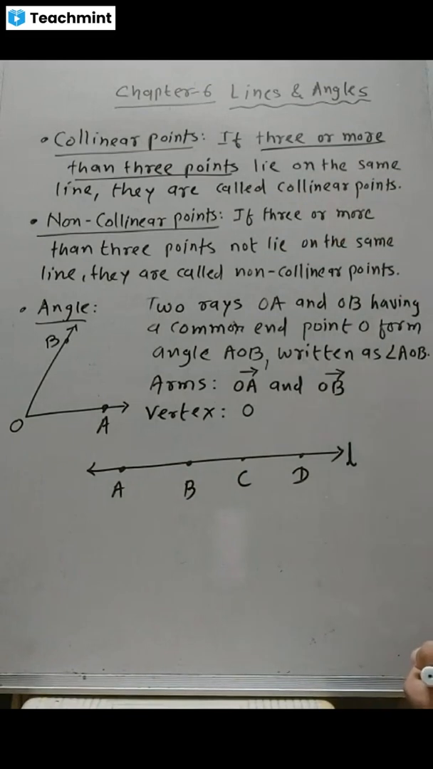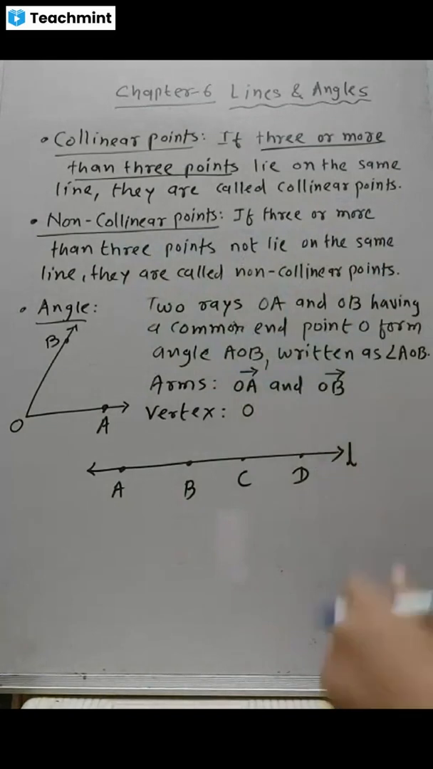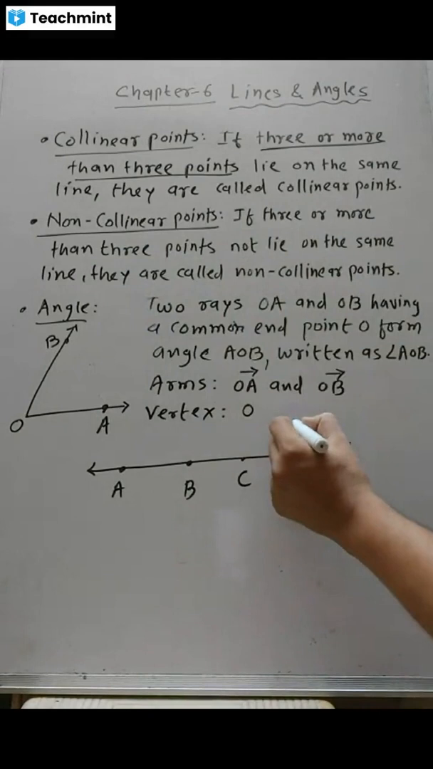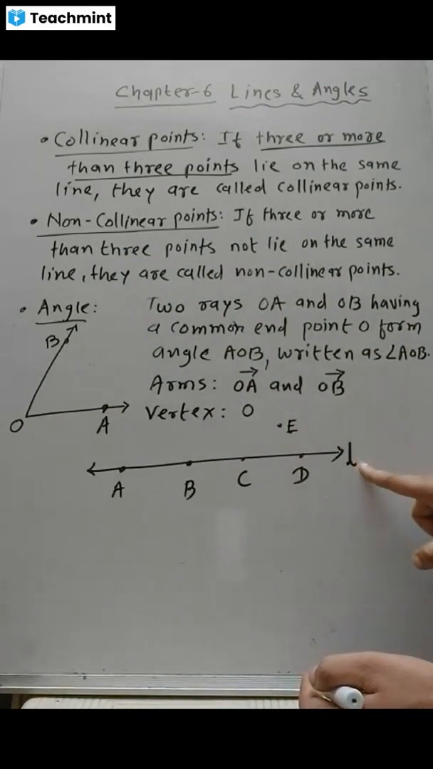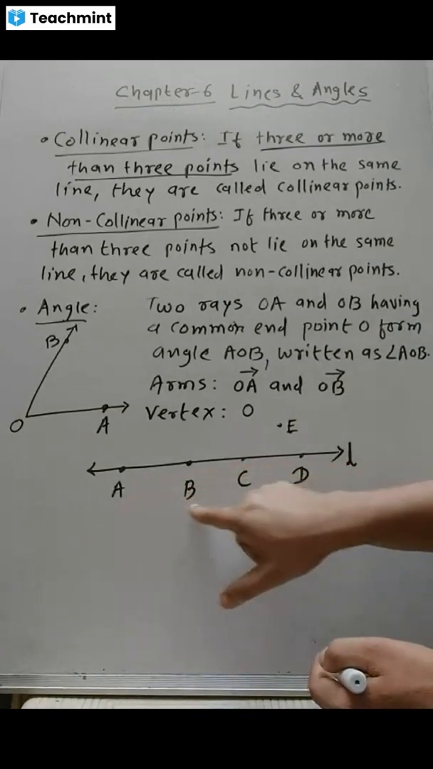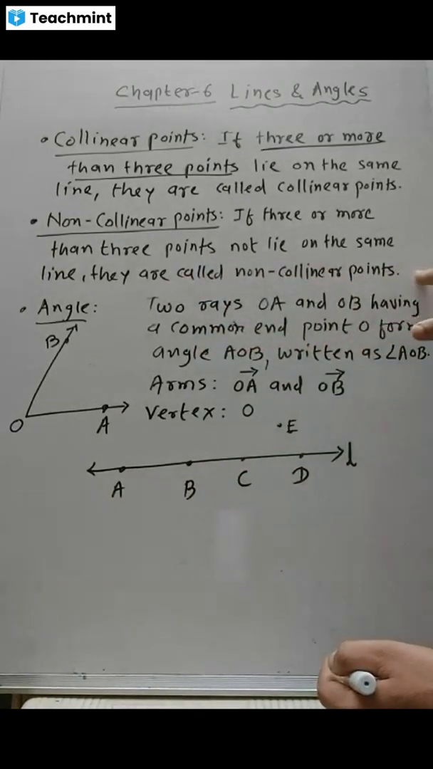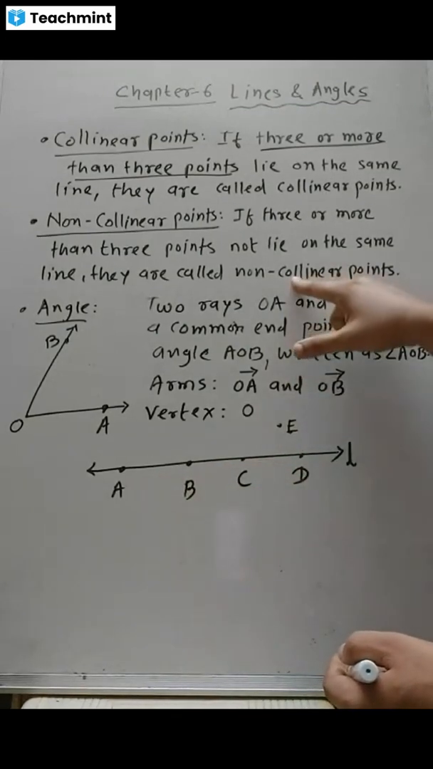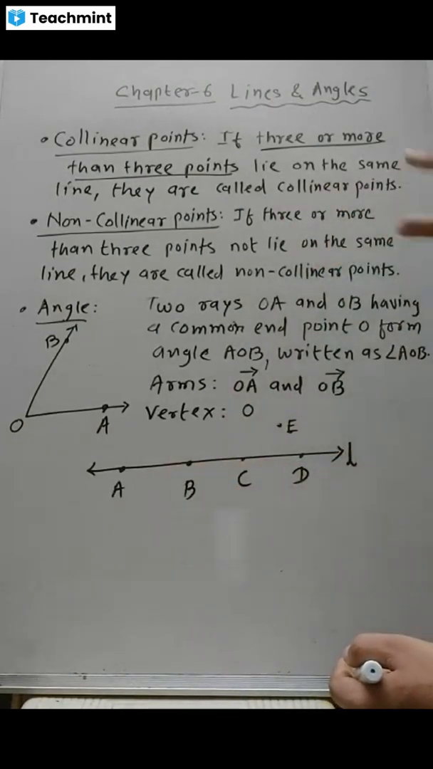What are non-collinear points? If three or more than 3 points do not lie on the same line. Suppose point E is not lying on the line L. Therefore, A, B, C, D and E are non-collinear points, and A, B, C and D are collinear points.